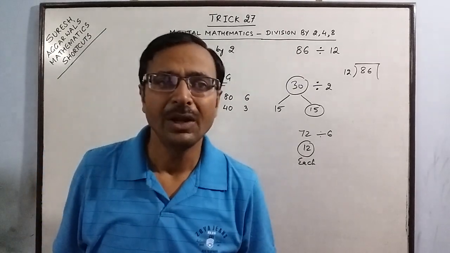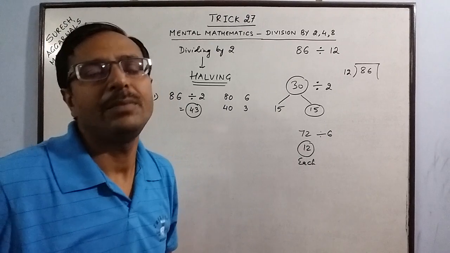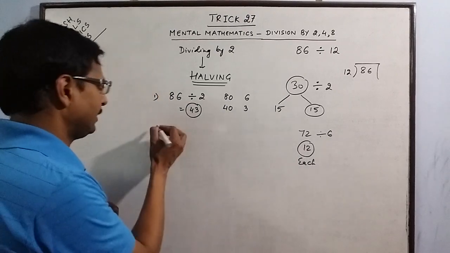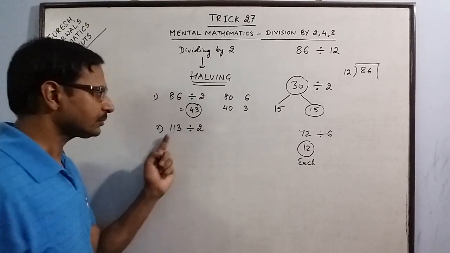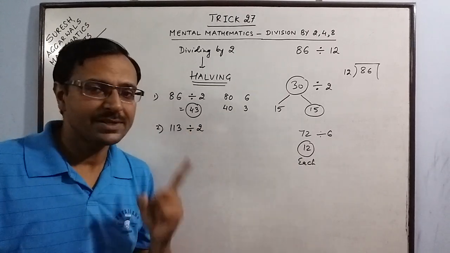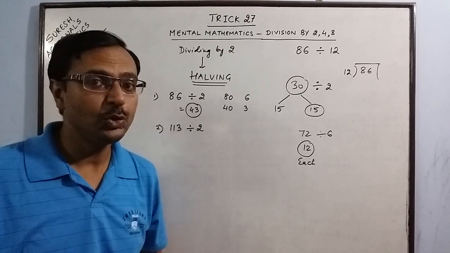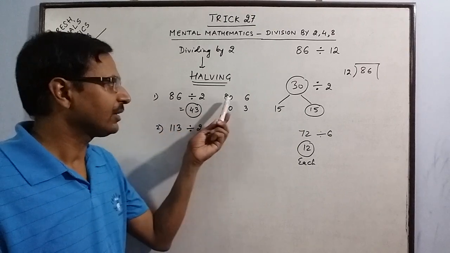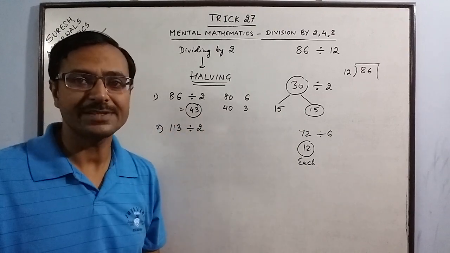I'll take one more example of division of numbers. Now suppose we have to divide a larger number, say 113. Now I'm taking an odd number. So here the answer will be in decimal because it is an odd number. Now being a teacher, a mentor, a parent, you know that halving will be difficult here because it is an odd number and it involves decimals.